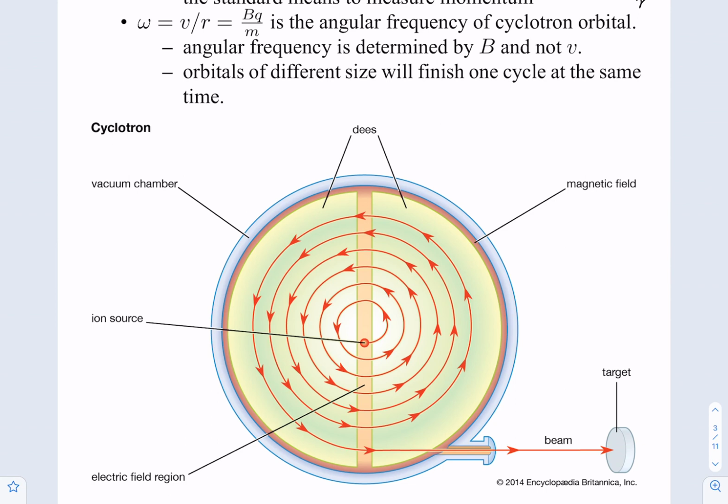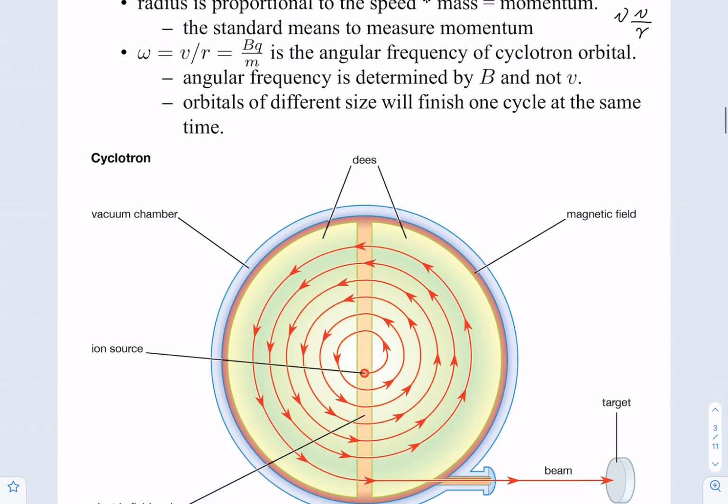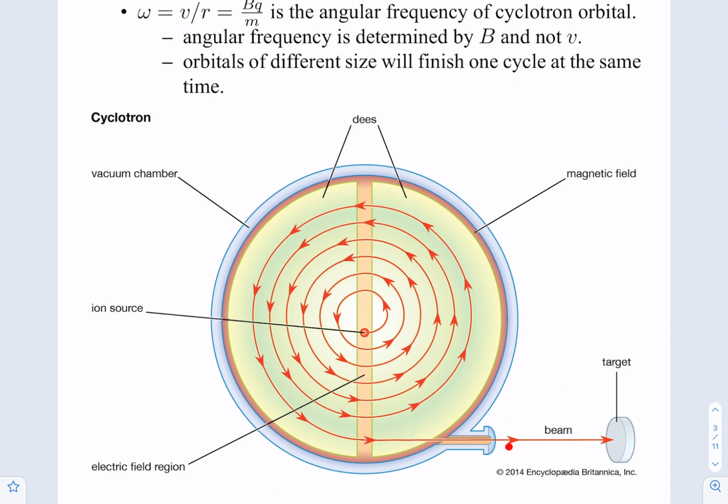And as your radius goes larger, according to the equation here, the momentum of your charged particle is also larger. In the end, as it exits the channel here, it will reach your targeted speed, and it can be used for high energy physics.